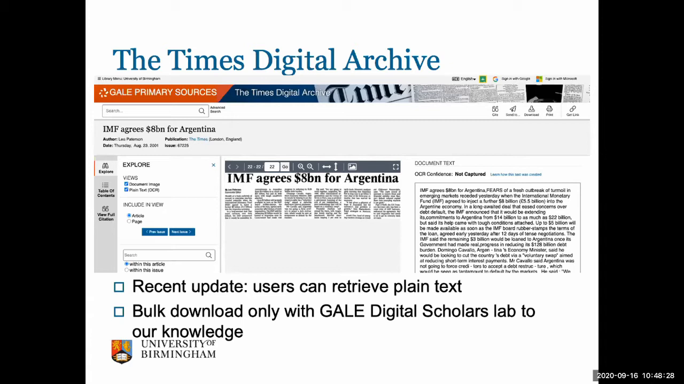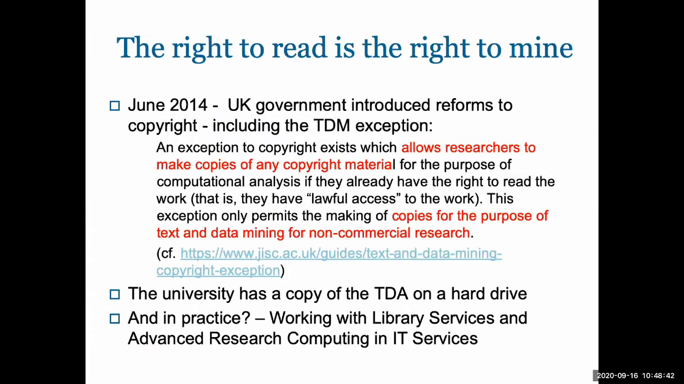These plain text copies are probably still a bit difficult to download, and there might be a bulk download that you can get with the Gale Digital Scholars Lab, but we need to look further into how that's possible. However, what is really interesting is that in June 2014, and you will all know about this, this is just a reminder, the UK government introduced reforms to copyright, and especially the text and data mining exception is really fundamental for things that we want to do in our discipline.